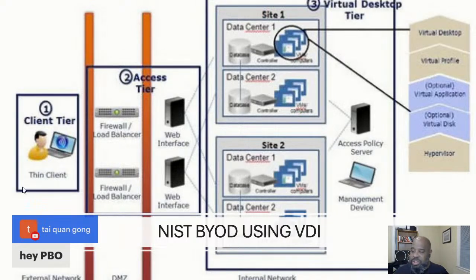You've got your client, which is your personal laptop, BYOD. You're going to log into the access tier, your firewalls, your web interfaces. You see your internal networking, or a lot of times that could be in the cloud, in your AWS or Azure. Those are your data center with your virtual desktop and virtual configurations. Each one of those configurations could be a separate client that you could be working on. And once again, virtual desktop, virtual profile, virtual application, virtual disk, your virtual applications.